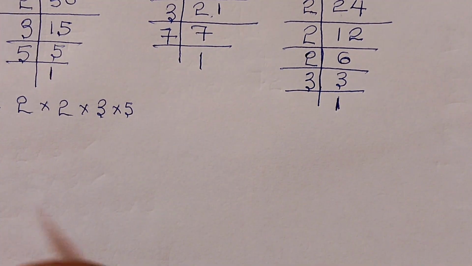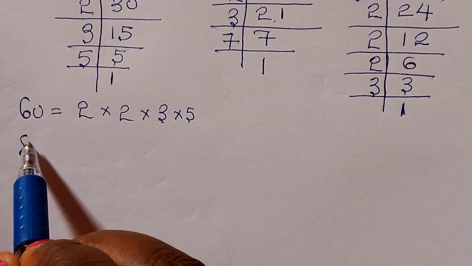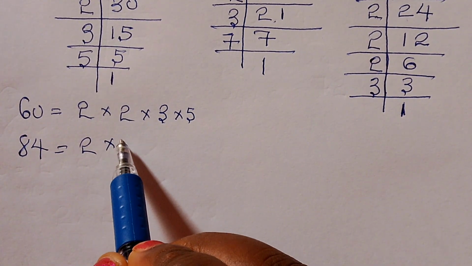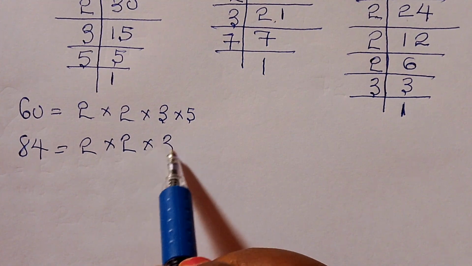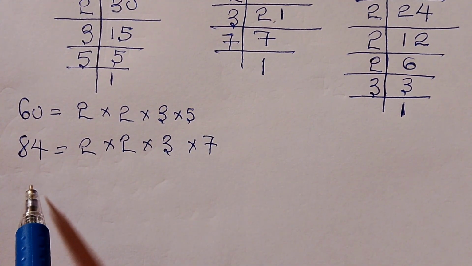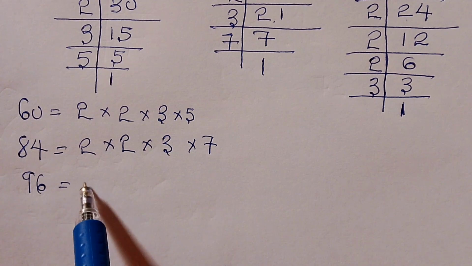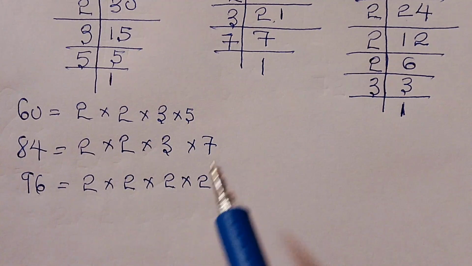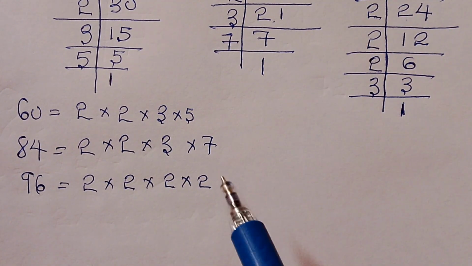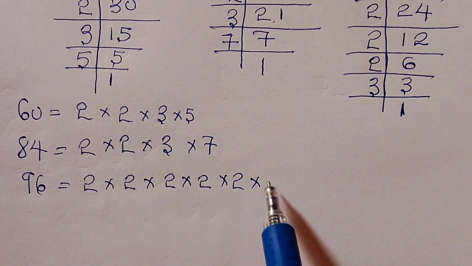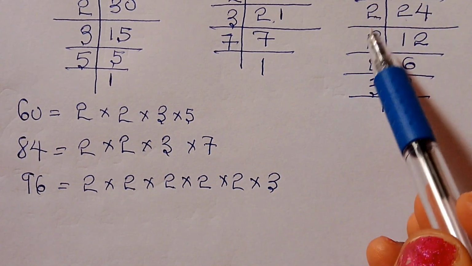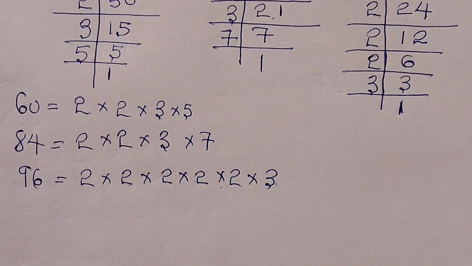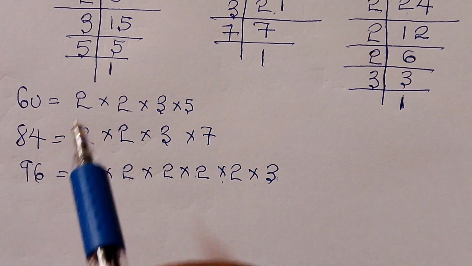Now let's write the factors. The factors of 84 is 2 times 2 times 3 times 7. The factors of 96 is 2 times 2 times 2 times 2 times 2 times 3. So now that we've gotten the factors, we are going to pair them.